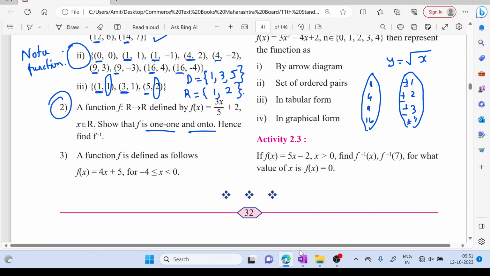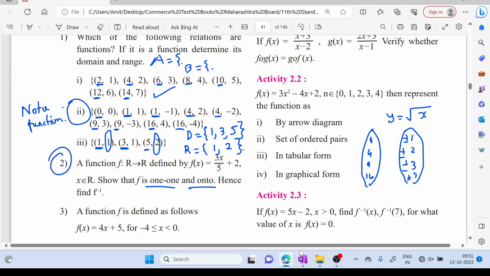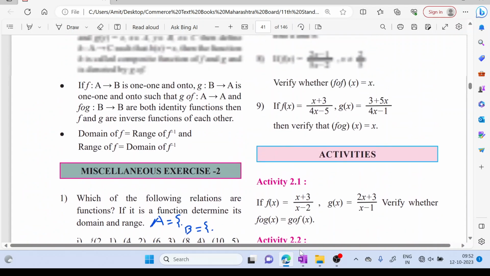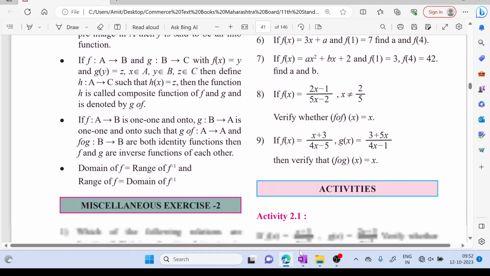A function f is defined as follows. F of x is 4x plus 5, for minus 4 is less than or equal to x is less than 0. You have to find the values of f of minus 1, f of minus 2, f of 0 if they exist.